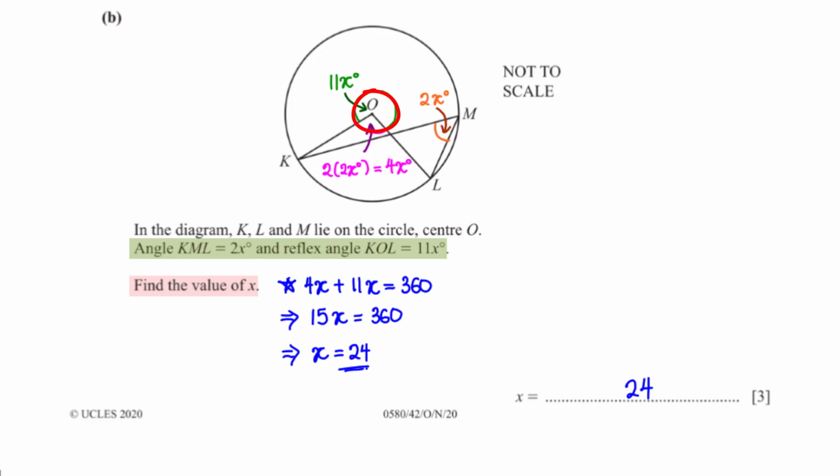Angles around a point add up to 360 degrees, so we have 4x plus 11x equals 360. 4x plus 11x is 15x. When we divide both sides of the equation by 15, we get x equals 24.